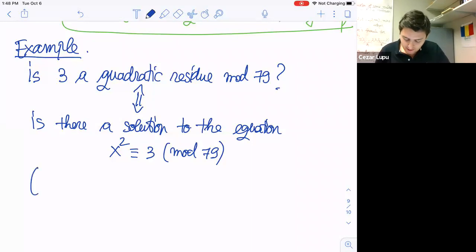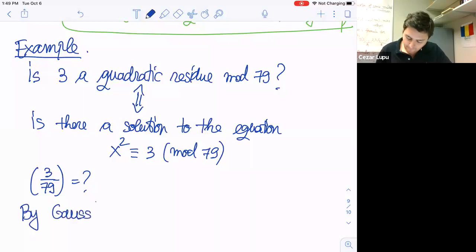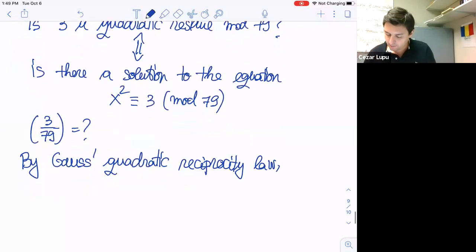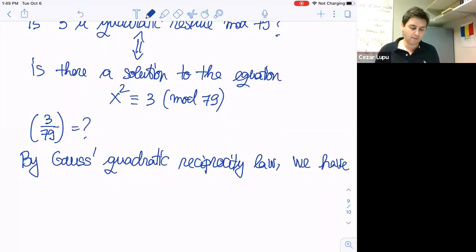And so we're interested in using this guy, 3 by 79. But now what you can do is the following. We're trying to get some information about this guy, right? But you see, there is no way you can. So maybe we should use the Gauss quadratic reciprocity. So what do we have? We have that 3 by 79 times 79 by 3.